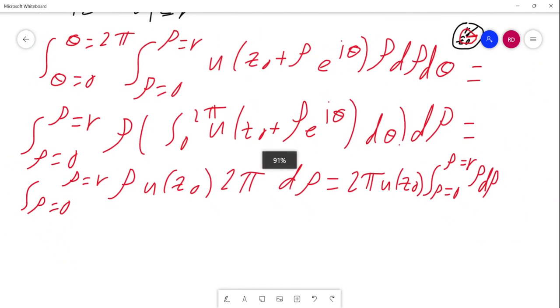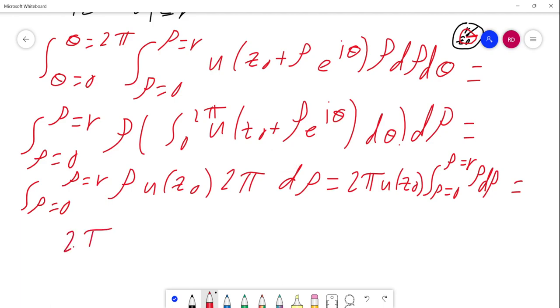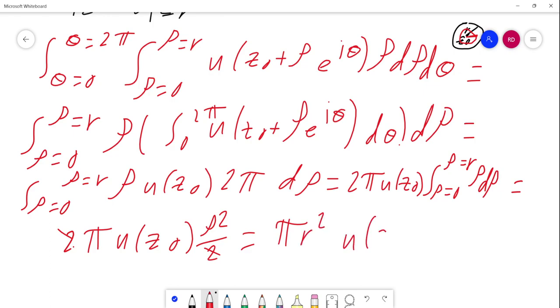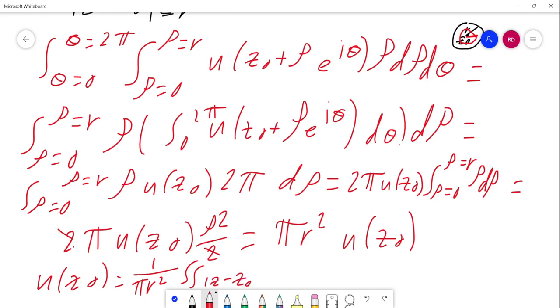And then once we have that, well, that's a calc 1 integral, so I'll trust you can work that one out on your own. 2 pi u of z naught rho squared over 2, which becomes pi r squared u of z naught. So u of z naught is 1 over pi r squared, double integral over the region where the absolute value of z minus z naught is less than or equal to r, of u of z dx dy.